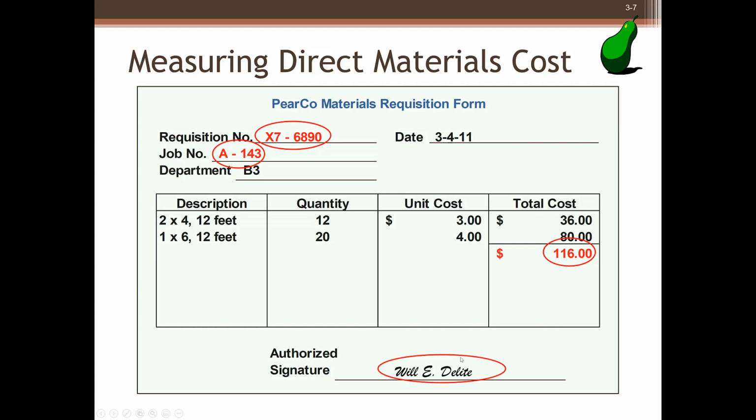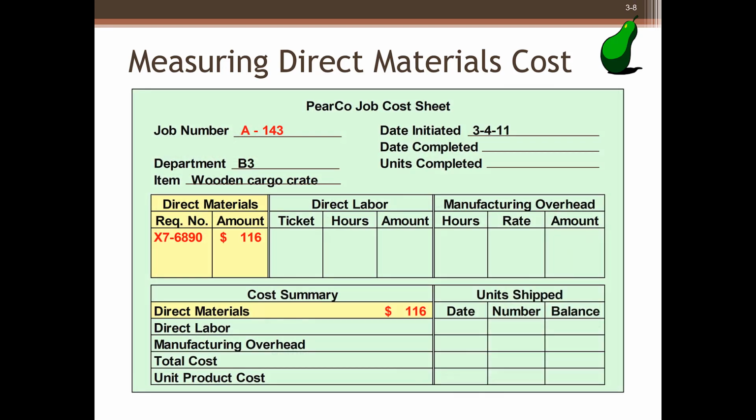Once the material requisition form has been properly authorized, then the person in charge of the storeroom will issue the lumber, the material. After materials have been issued by the storeroom, the cost of materials will be charged to the job cost sheet for this job, A-143. The accounting department records the total direct material cost on the section of direct materials.